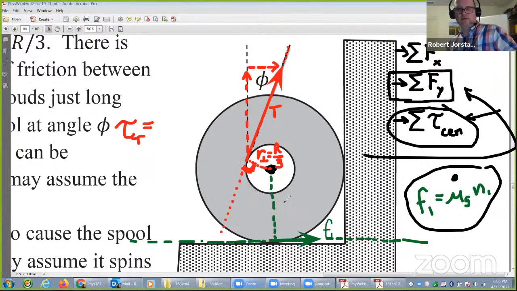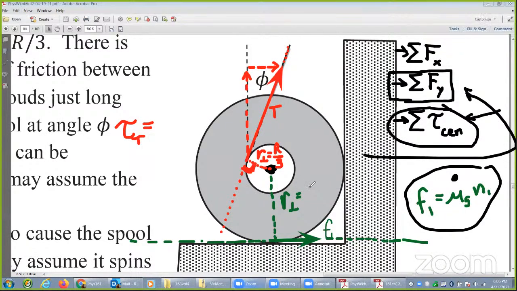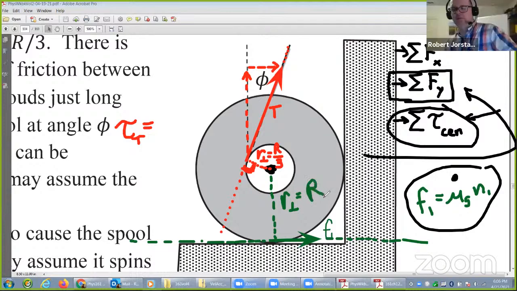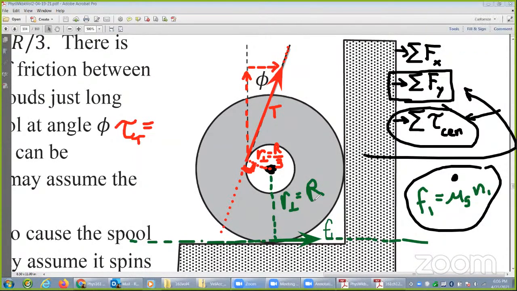So what's that R perpendicular value in this problem? Is it R over 3? I'm not sure, honestly. Oh, it's just capital R. In this problem, they said the inner radius was R over 3. That's why R perpendicular was R over 3 for the tension. But in this one, the outer radius is capital R. Oh, I see. I didn't have the book in front of me. Yeah, I gotcha.